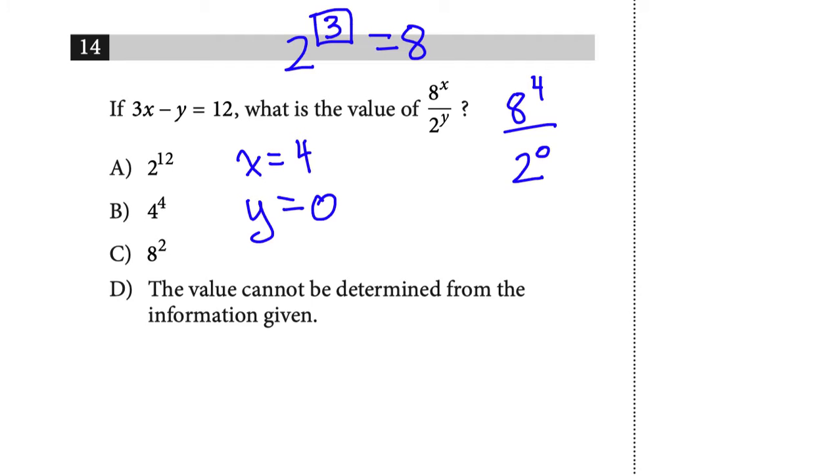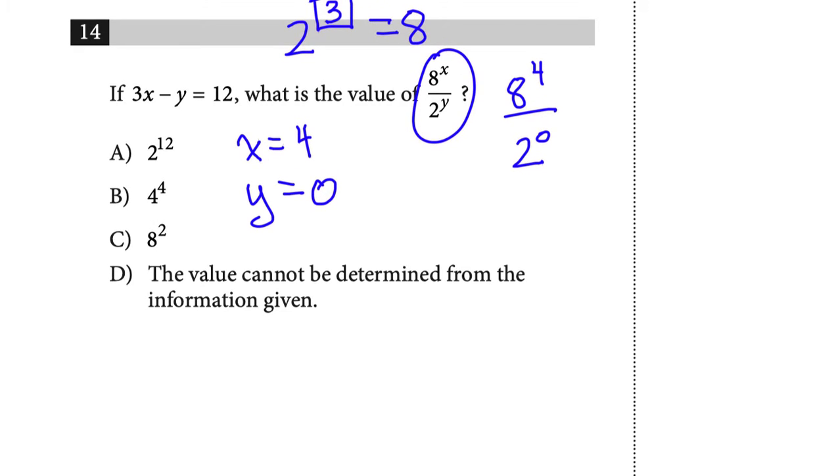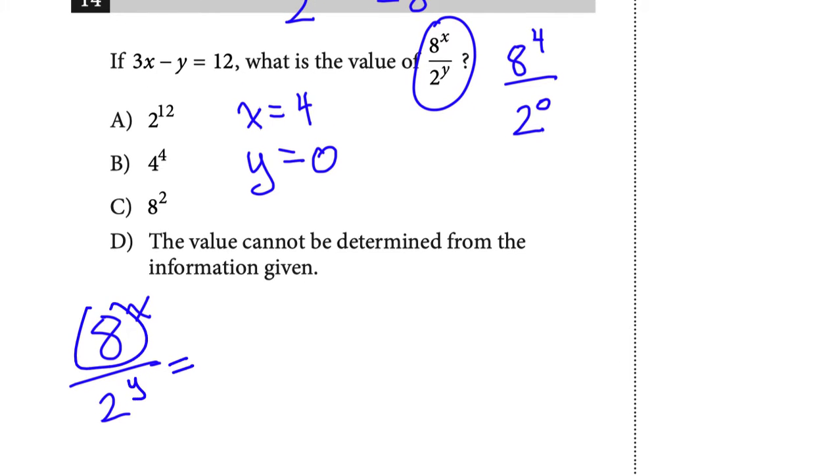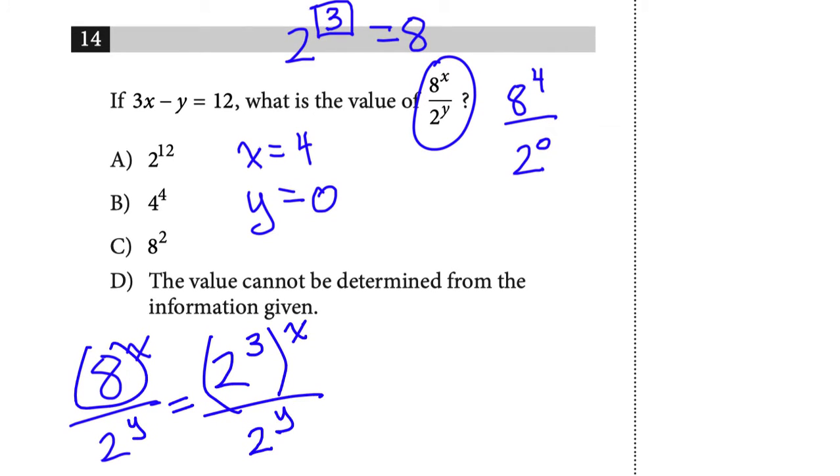How does that help me, Mr. Sindel? Well, it helps you because you can rewrite this thing. Let me write it down here. I have 8 to the power of x divided by 2 to the power of y. Well, this 8 right here can be rewritten as 2 to the power of 3, to the power of x, all divided by 2 to the power of y. Do we agree that 8 is 2 to the power of 3? 2 times 2 times 2 is 8? That means 8 is 2 to the power of 3, and then 8 is to the power of x, so 2 to the power of 3 is to the power of x.